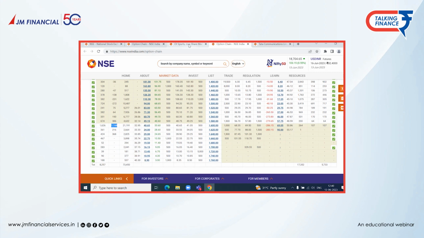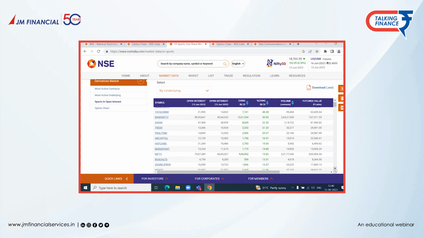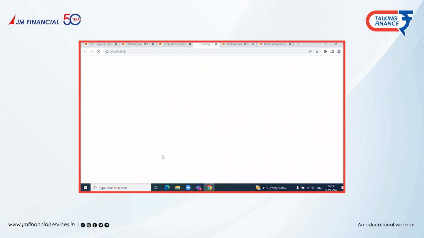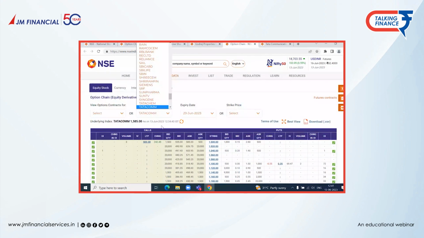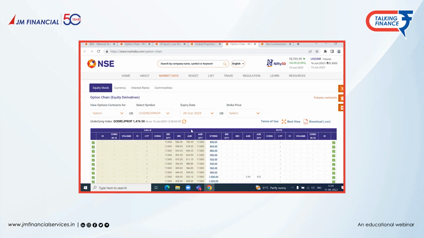Now we can certainly look at some other stock also to understand. Let us choose one stock and we'll understand how to do it. Let us look at Godrej Properties. We go over here, we'll type out Godrej Properties and done. So let us look at how the option chain for Godrej Properties is looking. Your current price is 1476.5. This is your spot cash price.